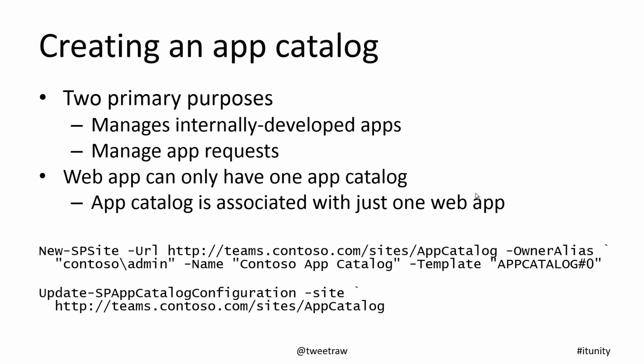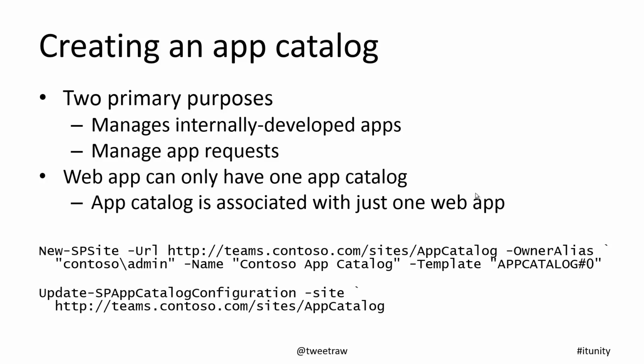All right, the second bullet point, pretty straightforward. Each web application, I should say, will only have one app catalog. And an app catalog is only associated with one web application. So in other words, there's a one-to-one relationship between a web application and an app catalog. So if I have 3 web applications that I'm using in my environment, and I want to be able to consume apps from all 3 of those web applications, I will need to have 3 app catalogs. Does that make sense? Okay.